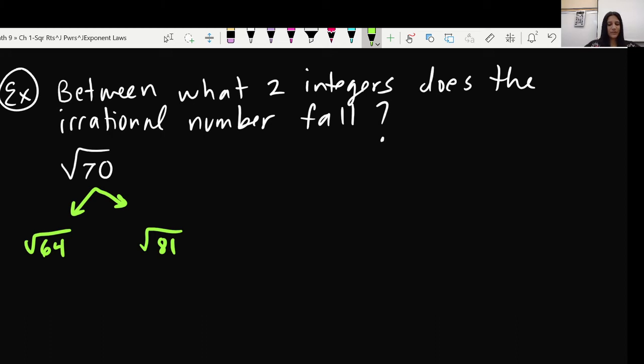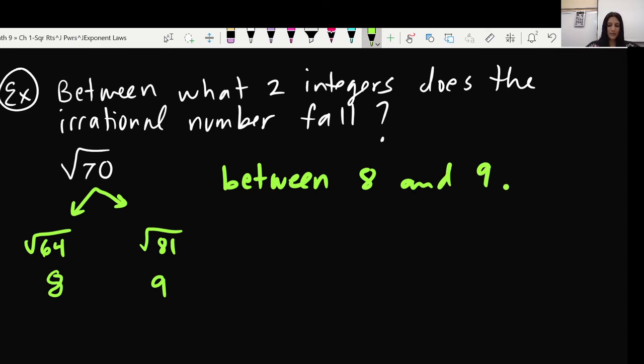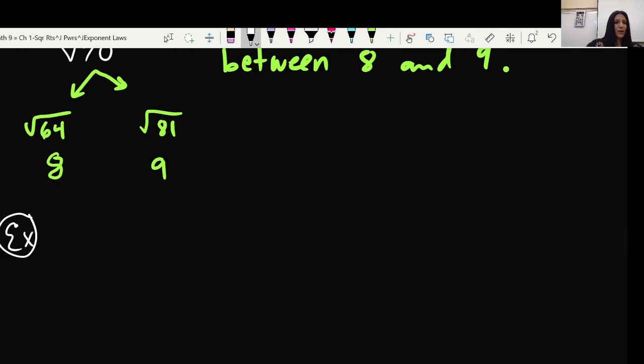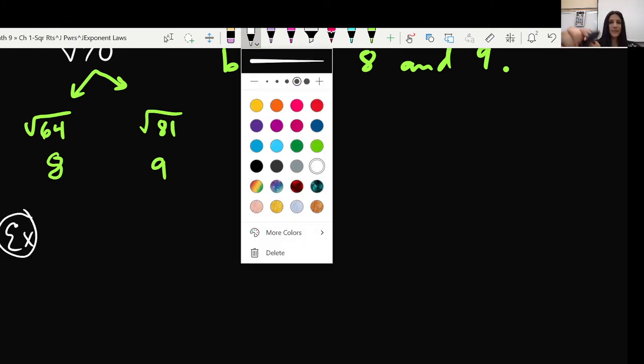And we know the square root of 64 is 8. And we know the square root of 81 is 9. So I would say between 8 and 9. That would be my answer, and that would be how I would give my answer. Okay, so I hope that that is helping you to understand how to work your way through questions like these.